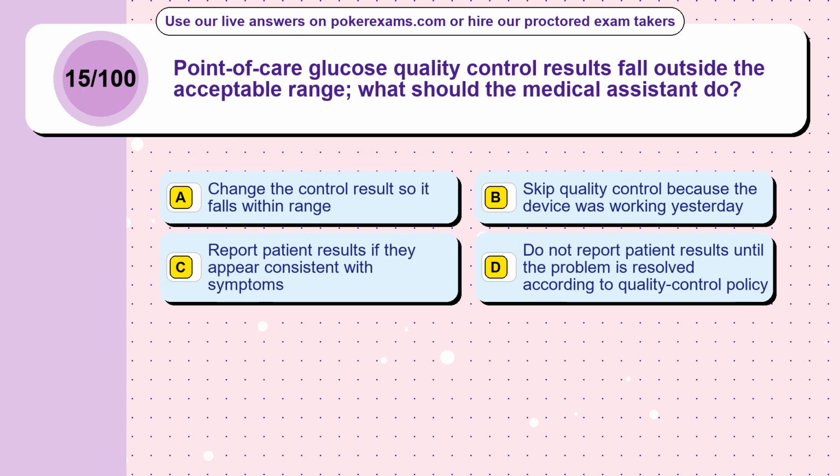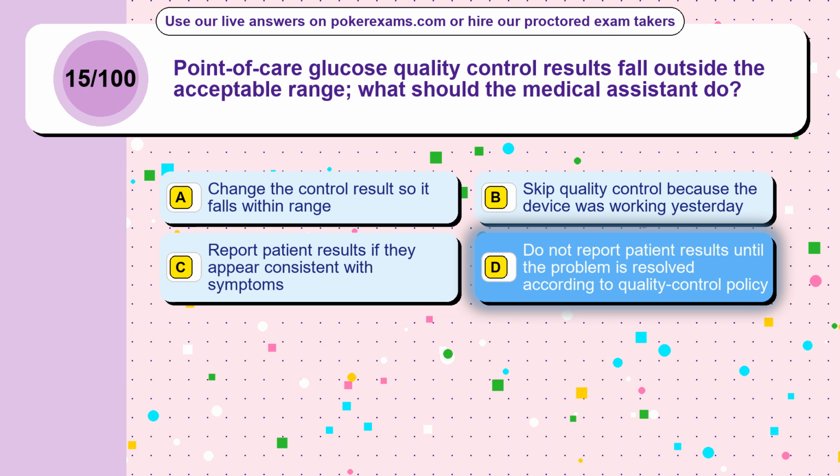Question 15. Point-of-care glucose quality control results fall outside the acceptable range. What should the medical assistant do? Option A. Change the control result so it falls within range. Option B. Skip quality control because the device was working yesterday. Option C. Report patient results if they appear consistent with symptoms. Option D. Do not report patient results until the problem is resolved according to quality control policy.